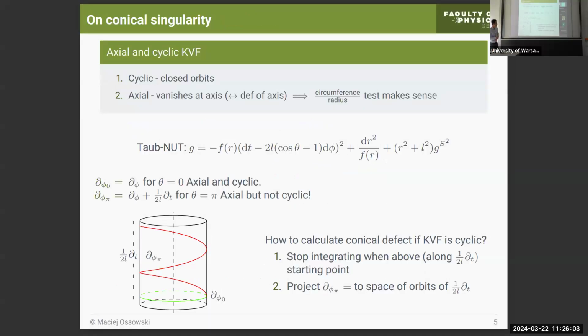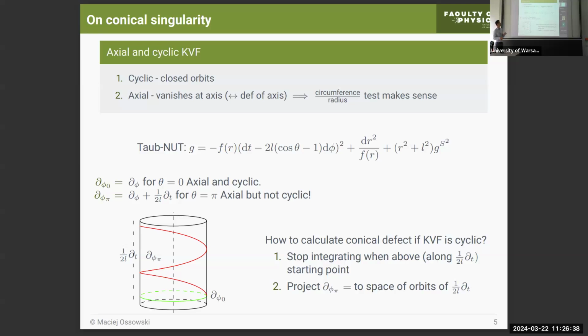Okay, so the NUT parameter is usually thought of as introducing some kind of conical singularity to the space-time, where the conical singularity is some kind of an angle deficit. However, I think that in the space-time, this quantity is not so well understood compared to the case when we have only a two-dimensional surface. So let me elaborate a little bit on this fact. It's useful to detect conical singularities.